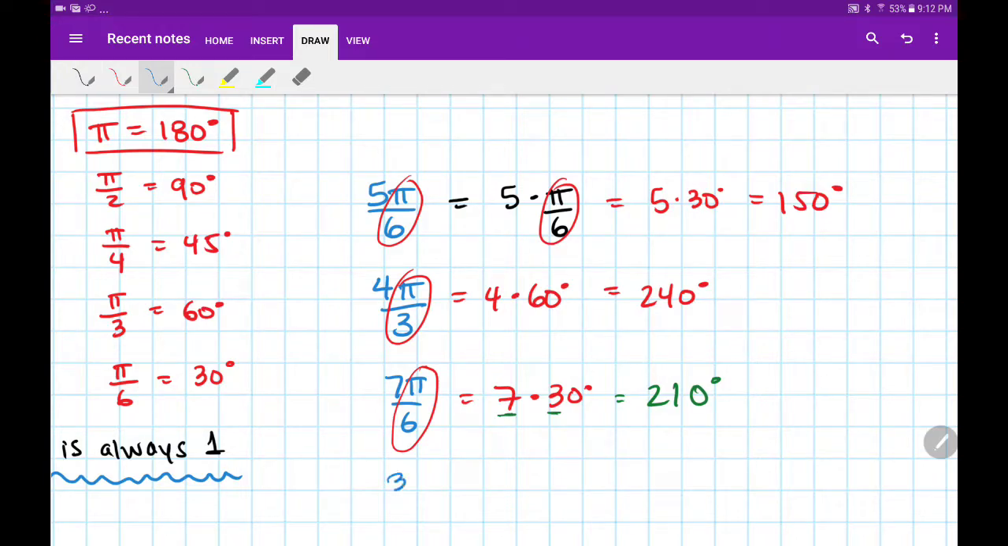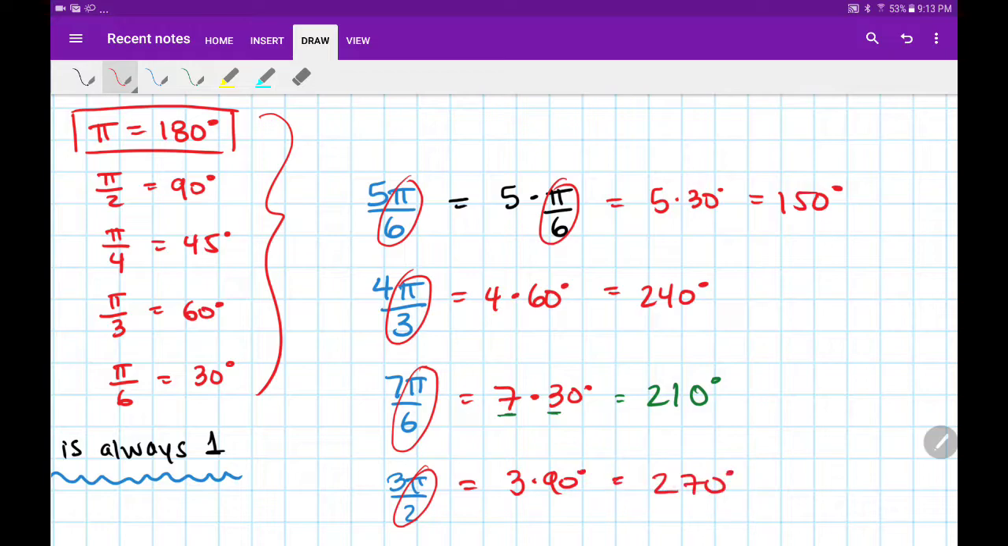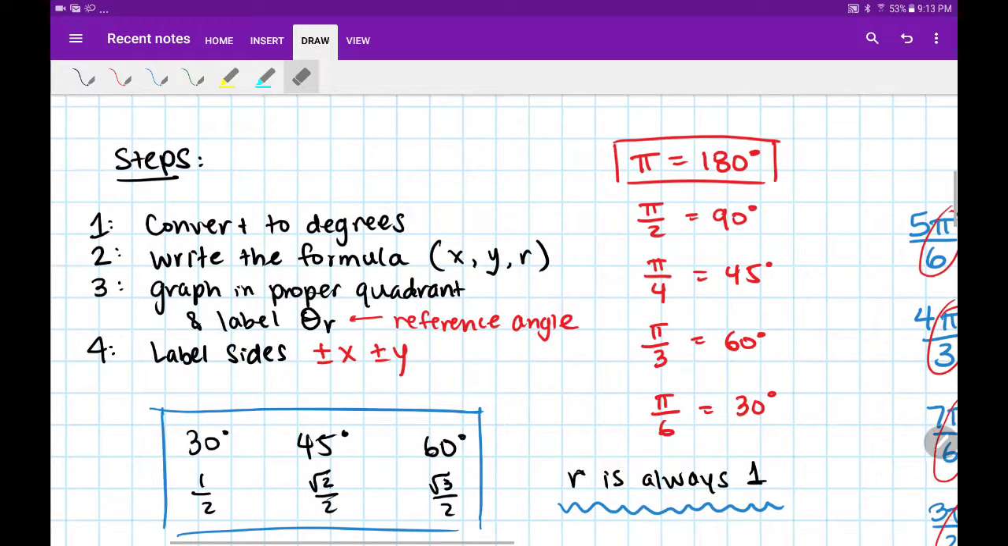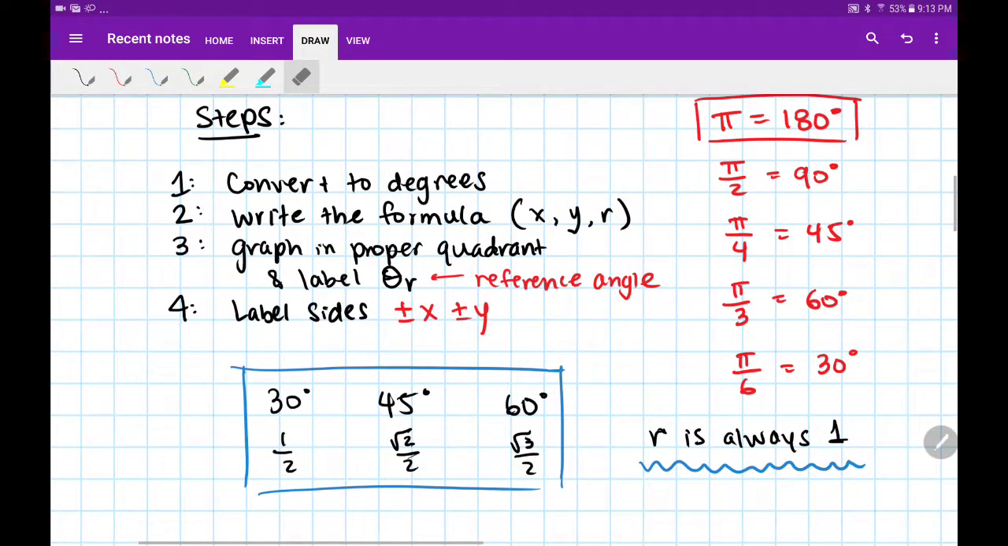For one final example, I hope you're getting the hang of this. If I have 3 pi over 2, pi over 2, again, this is only going to work if you've actually committed these to memory, but pi over 2 is 90 degrees, so 3 times 90 is 270 degrees. That's how you can do these conversions relatively quickly. But let's jump back to our steps. Step 1, convert from radians to degrees. Check.